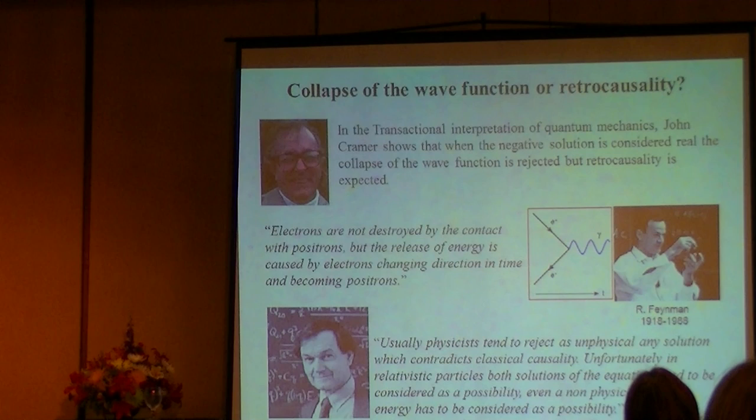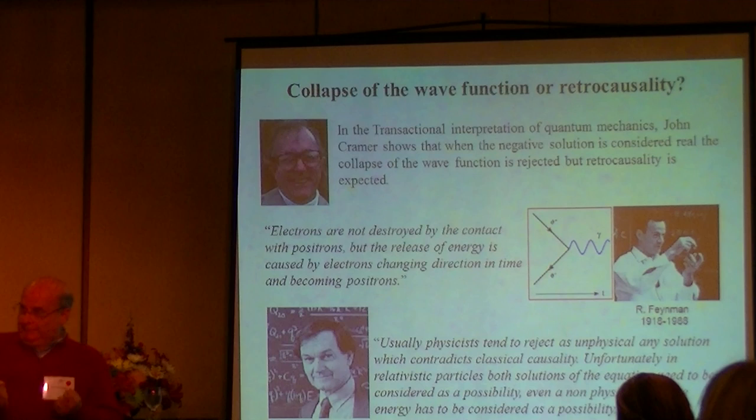Feynman, in the 1950s, formulated his QED model, according to which the emission of energy when matter and antimatter get together is not because they annihilate, but because you have the particle which changes direction in time. When it changes from forward to backward direction, it emits energy. When it changes from backward to forward direction, it absorbs energy.